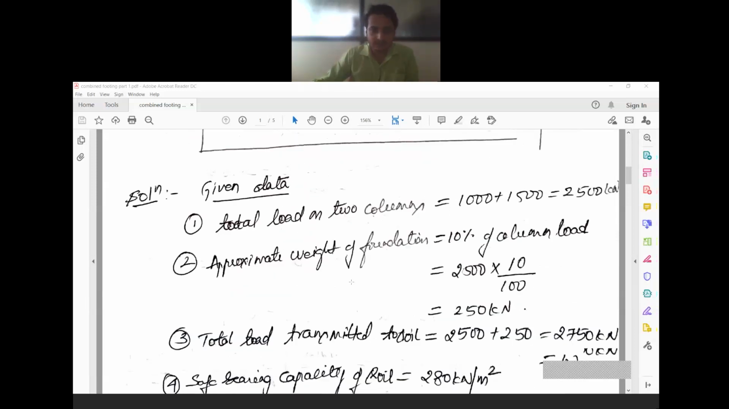Now let us see what are all the loads which will be falling on the foundation. One is column loads, another one is the weight of the foundation itself. So we have to calculate the total load transmitted to the soil.